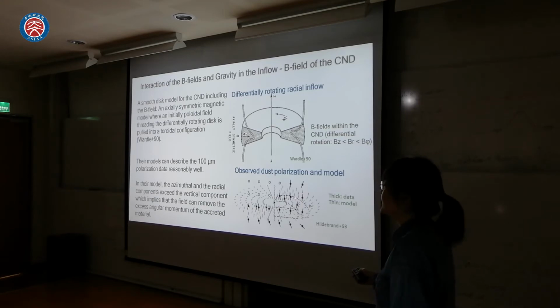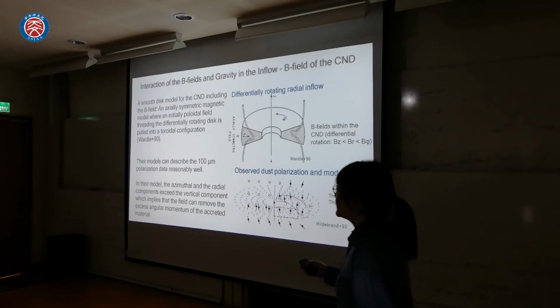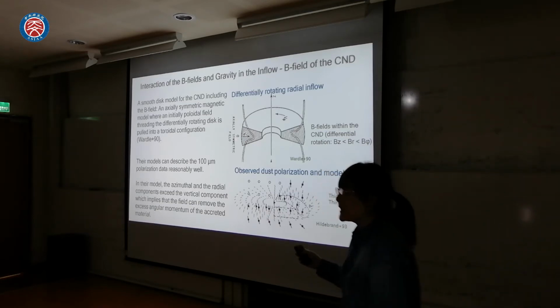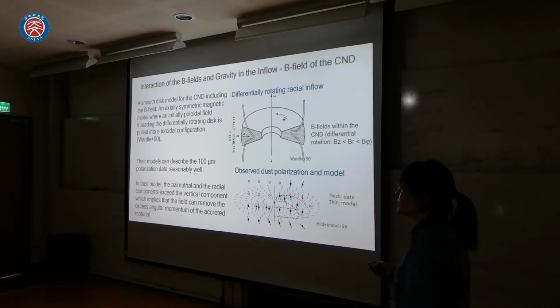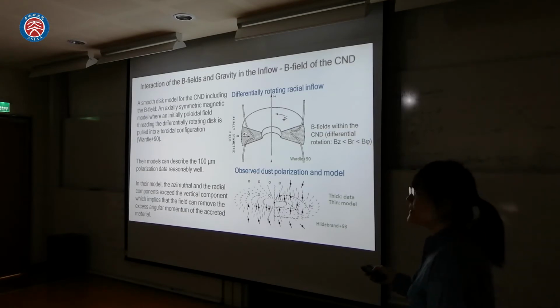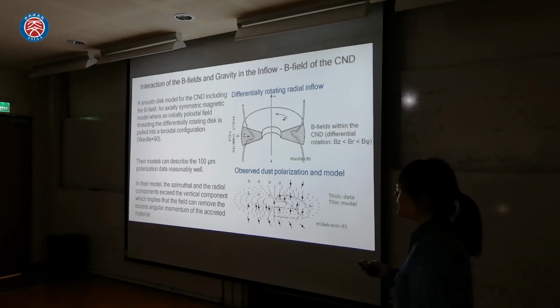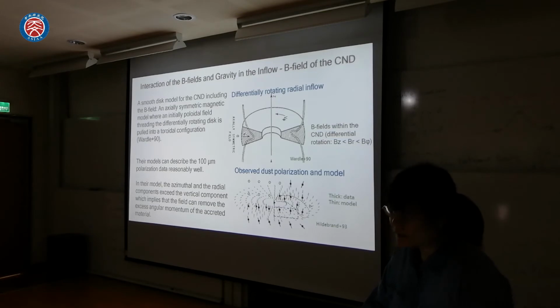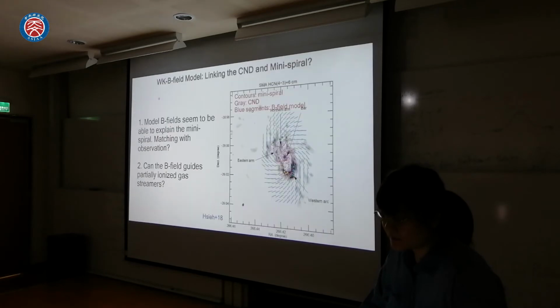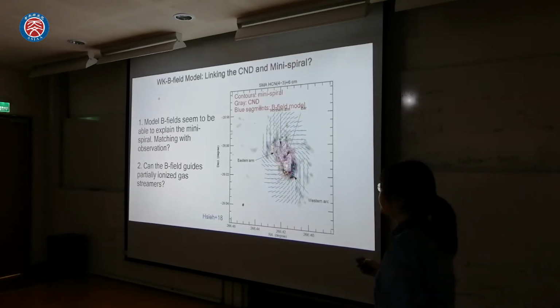The thick lines are data and the thin lines are the model. So the most important thing that we note in this model is that the radial component and the azimuthal component of the B field are stronger than the vertical component. That means the B field is able to remove the excess angular momentum of the gas and help the gas inflow within the disk. So the magnetic field is definitely doing something here in the central parsecs of the Galactic center.